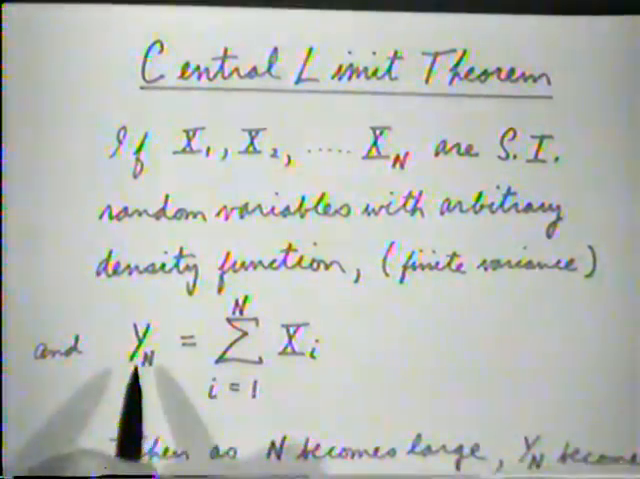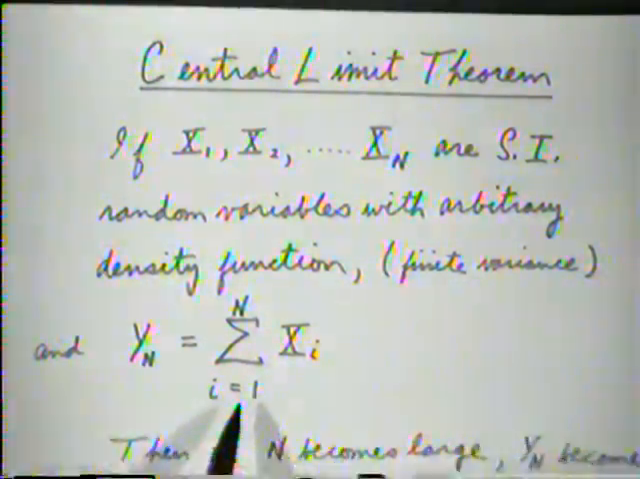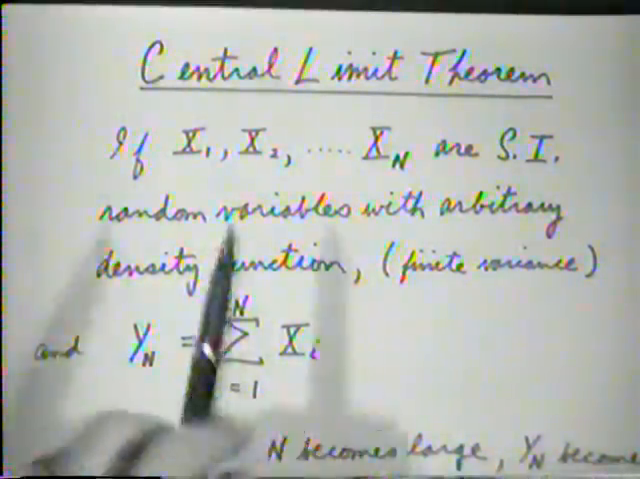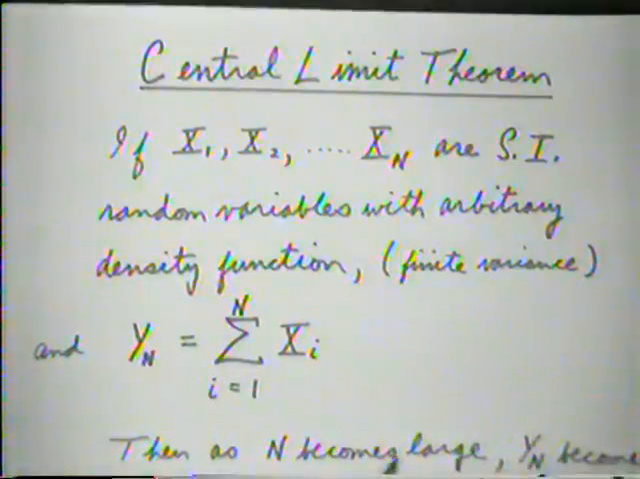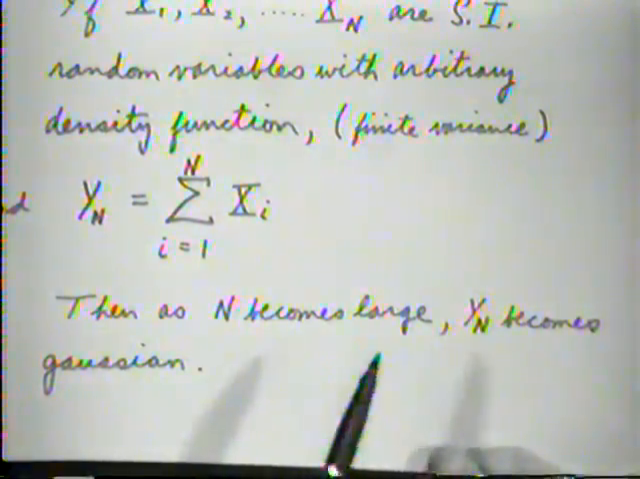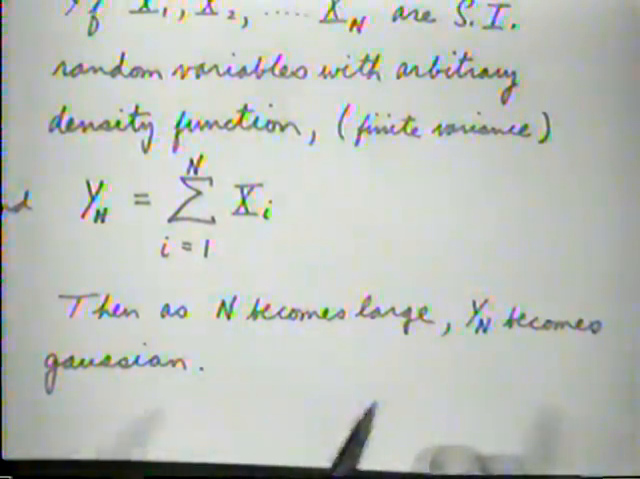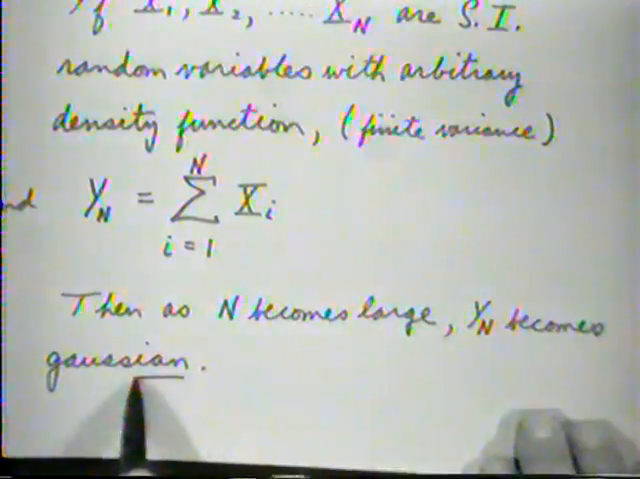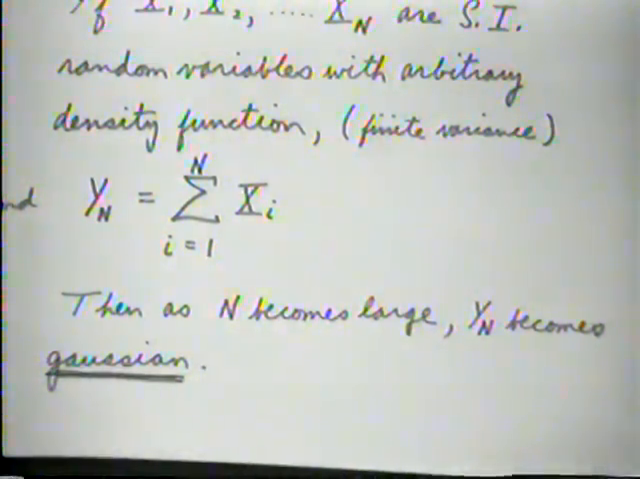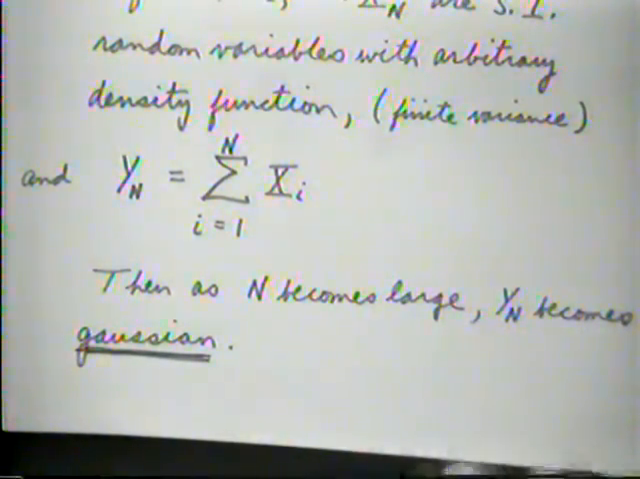Then if I form a new random variable, y sub n, which is formed by summing from i equals 1 to n the x's, in other words, I just sum up these x's, then the following is a fact. As n becomes large, the random variable yn, that is the sum of these random variates, becomes Gaussian. And that is a very important result. It says that if you just sum up arbitrary random variables, you add them all up, then if you add enough of them, the sum will be Gaussian.